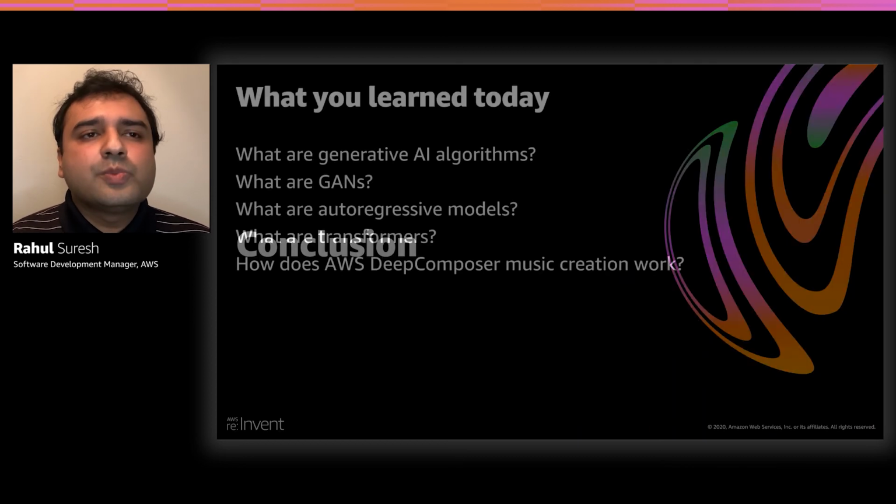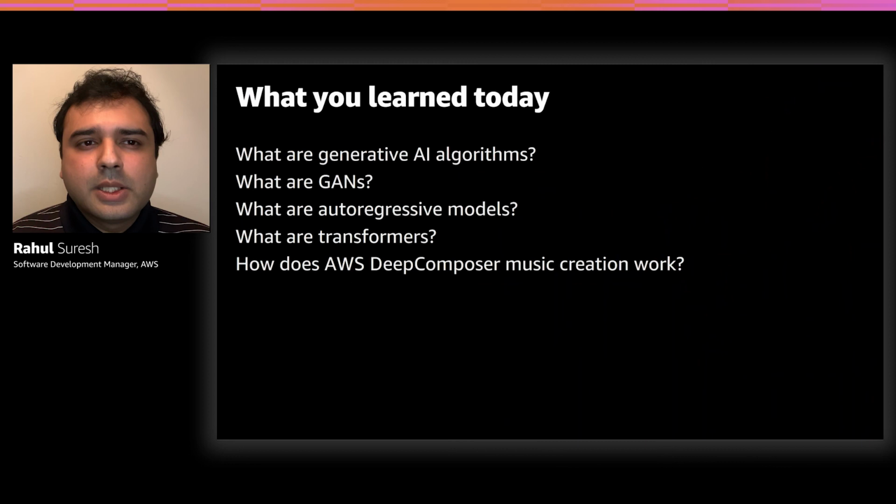Now, in conclusion, we learned about what generative AI and machine learning is. We learned about the various generative AI techniques, and now we learned about how to create music with AWS DeepComposer.